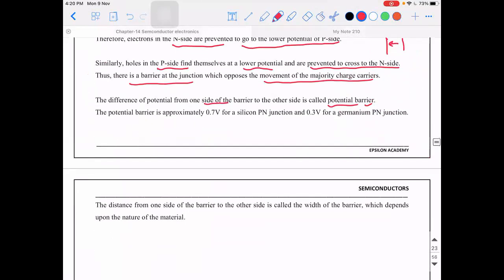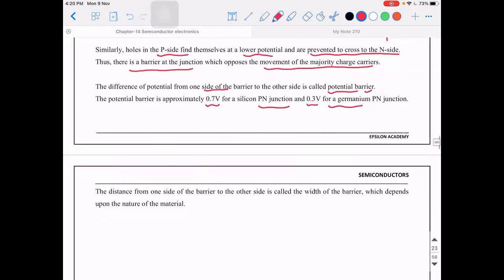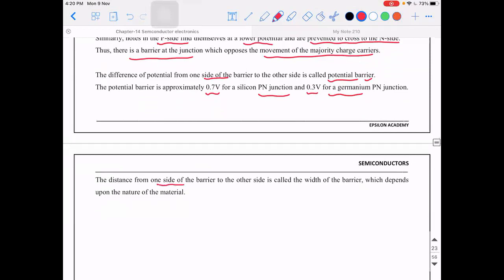Generally the potential barrier is approximately 0.7 volt for a silicon PN junction and 0.3 volt for a germanium PN junction. Because, as I told you, you take a single crystal on which this whole process is carried out. If the single crystal is silicon, then the potential barrier is 0.7 volt. If it is germanium, it is 0.3 volt. The distance from one side of the barrier to the other side is called the width of the barrier, which depends upon the nature of the material.